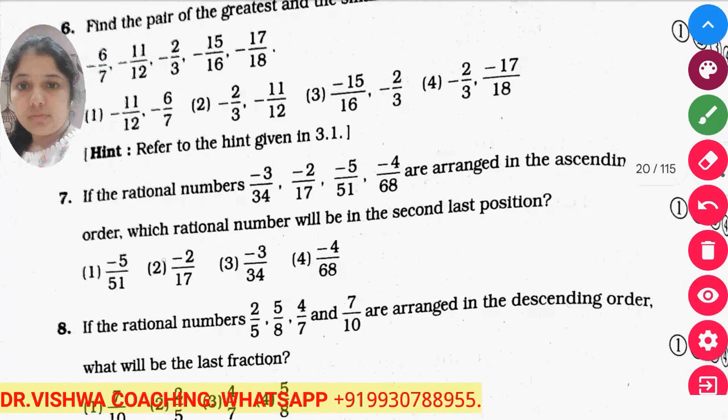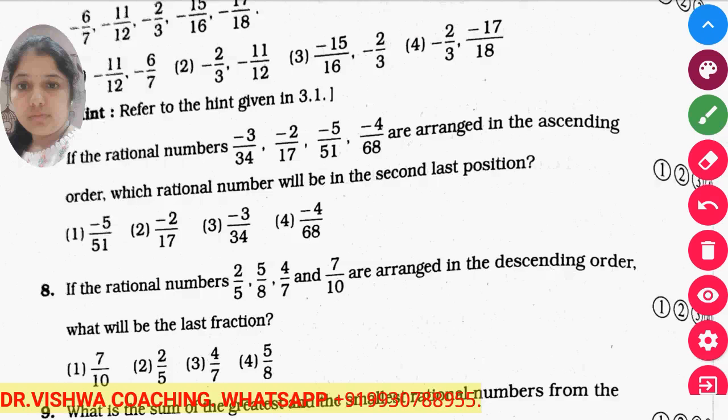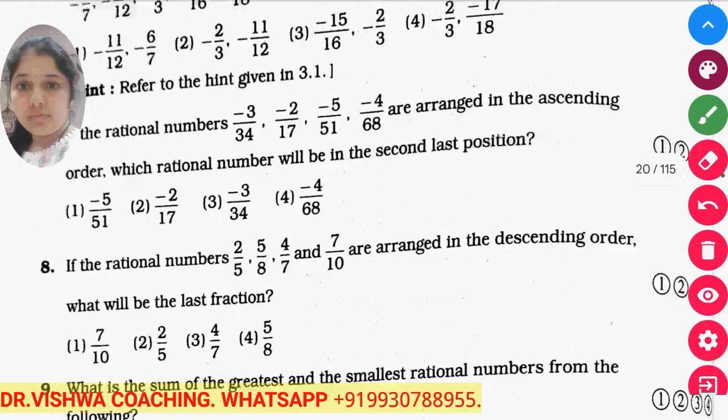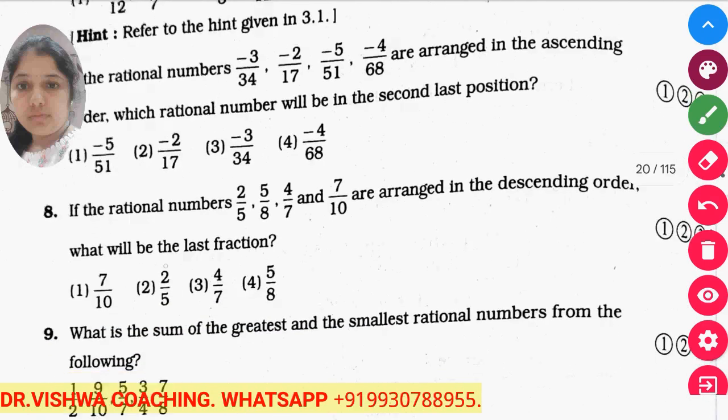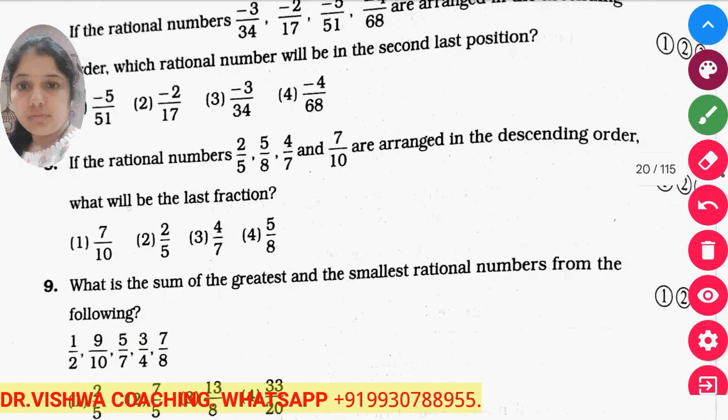Arrange the rational numbers in ascending order, and find which rational number comes in the second last position. You all arrange it and solve it. I am not going to explain again and again. Okay. Now the next one.